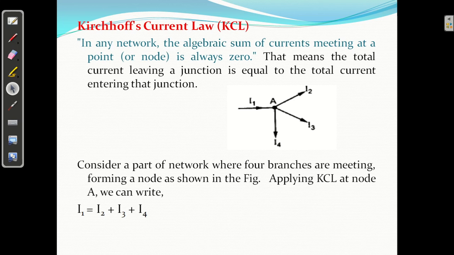What is the KCL? This KCL is applicable at the point or junction. At any point or junction or node, the sum of incoming current equals the sum of outgoing current. That is the KCL. If you want to explain it, you can draw one figure and show the direction of current. I1 is incoming, and I2, I3, I4, all three are outgoing. So as per the rule, the incoming current I1 equals the outgoing current, I1 equals I2 plus I3 plus I4. That is the KCL. We have already studied this in an earlier presentation.